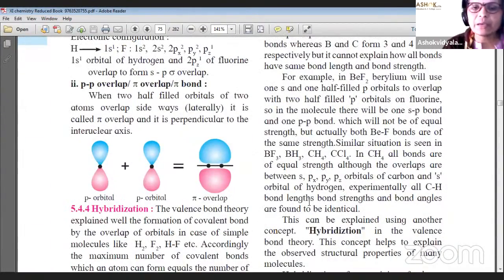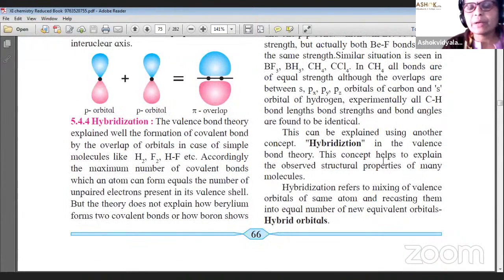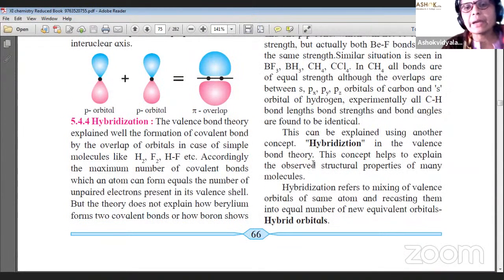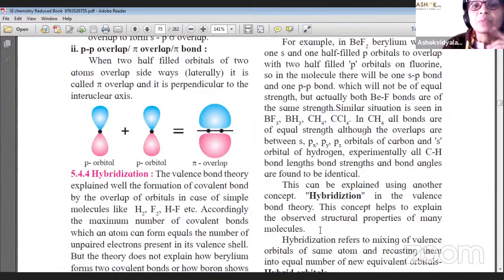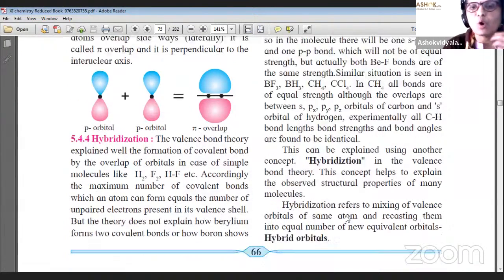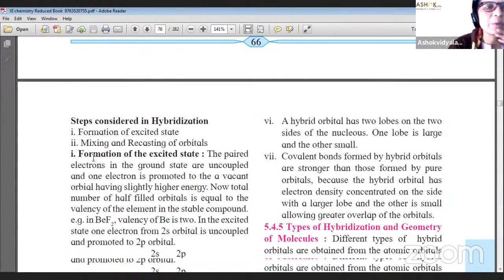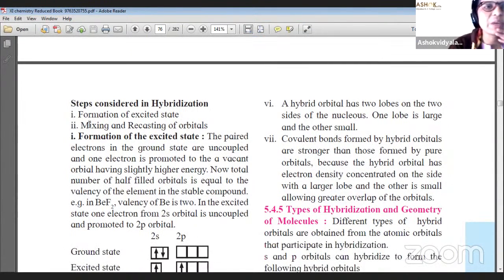I will revise once again the definition for hybridization. You can underline that in your textbook also. Hybridization is nothing but the mixing and recasting of the atomic orbitals of the same atom to form the number of bonds. Then we'll see the steps involved in the hybridization. The first step is the formation of the excited state, and another is mixing and recasting of the atomic orbitals.